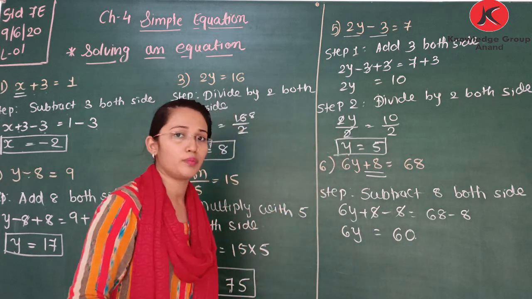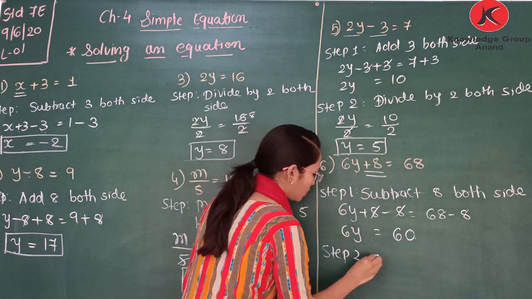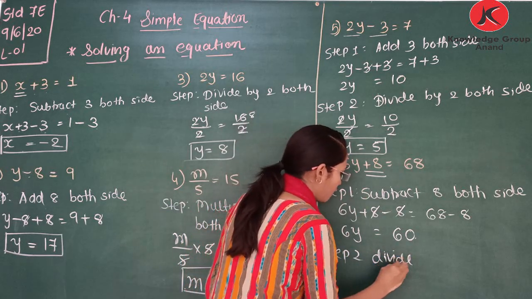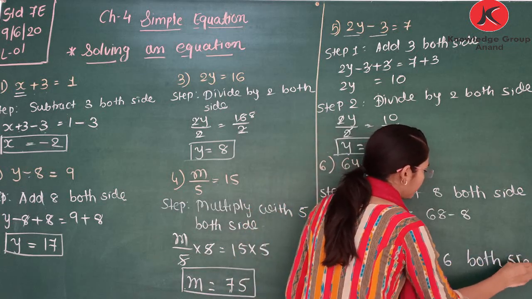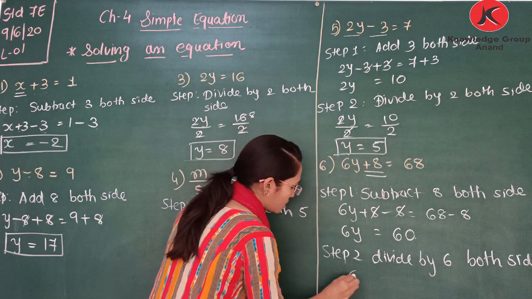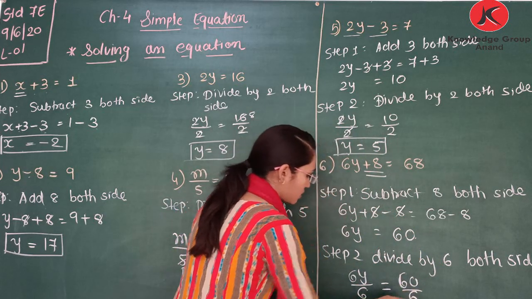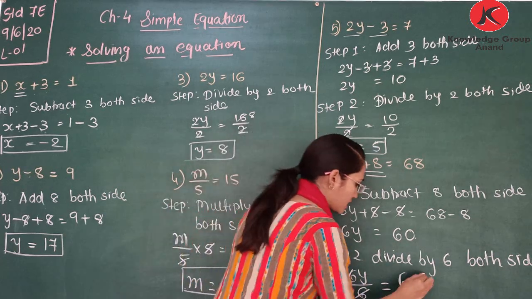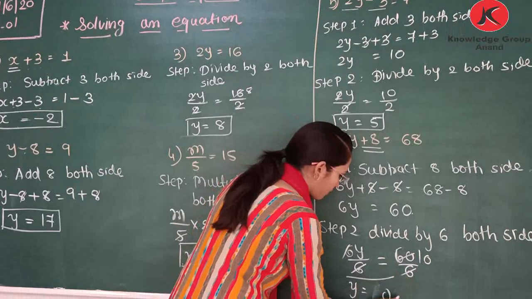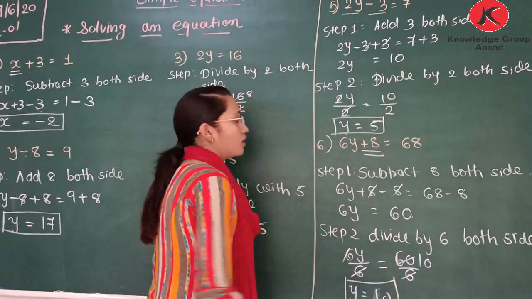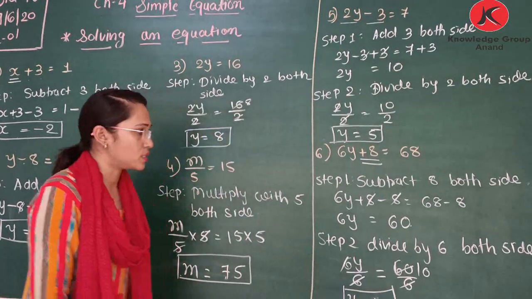Now 6 in a multiplication becomes division. So step 2, divide by 6 both sides. So here 6y by 6 is equal to 8 by 6. Cancel out 6. So y is equal to 8 by 6. Clear? This way you can find the solution of an equation.